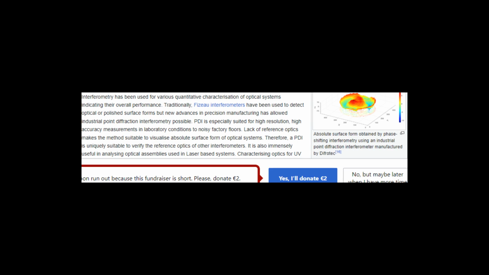Therefore, a PDI is uniquely suitable to verify the reference optics of other interferometers. It is also immensely useful in analyzing optical assemblies used in laser-based systems. Characterizing optics for UV lithography. Quality control of precision optics. Verifying the actual resolution of an optical assembly. Measuring the wavefront map produced by X-ray optics. PSPDI can also be used to verify rated resolution of space optics before deployment.